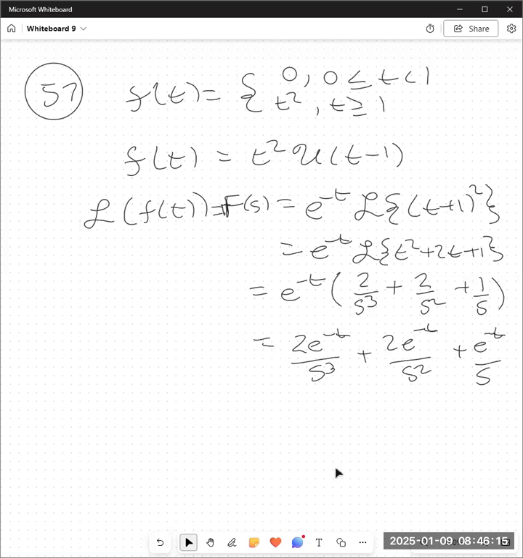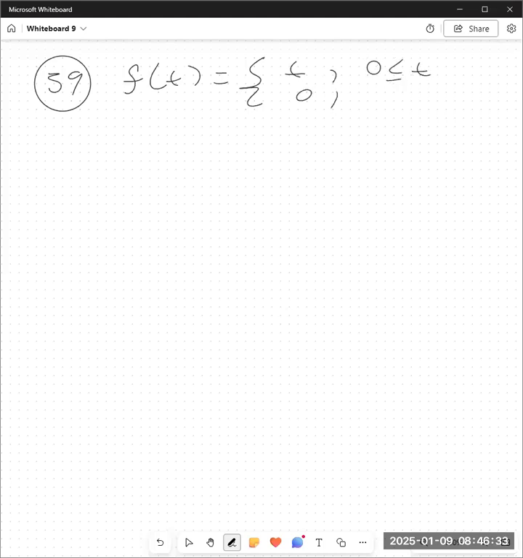Let's look at number 59, and then we can go on to some initial value problems after this. f(t) equals t for 0 less than or equal to t less than 2, and 0 for t greater than or equal to 2. So f of t is going to be equal to t minus t times the unit step t minus 2.